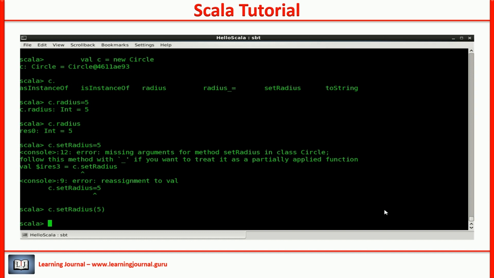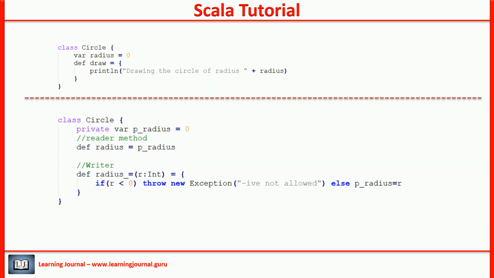Great. So the takeaway from this example is this. When you need the default reader and writer, use a public field. When you need custom reader and writer, use a private field and implement your custom reader and writer methods.